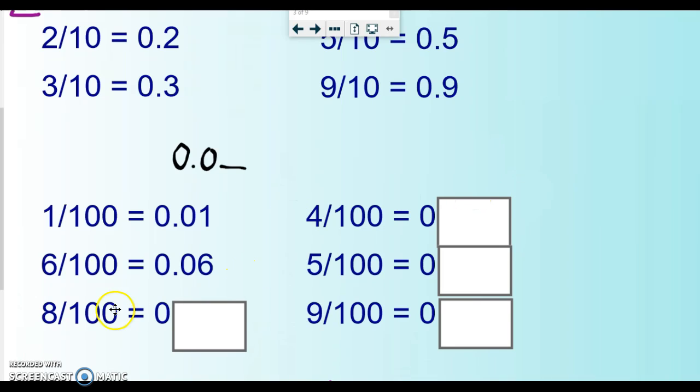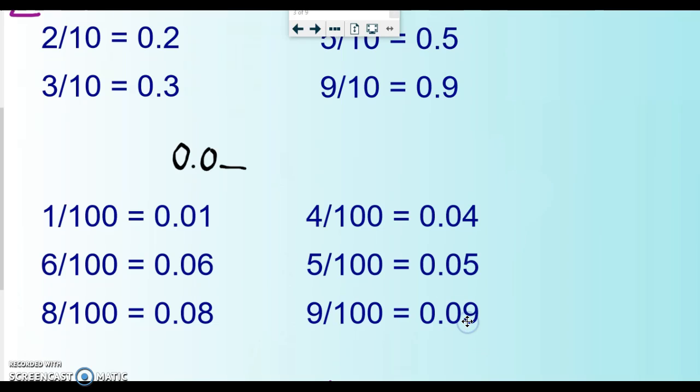All right, friends, here we go. So I've got 8/100ths. Check your answers with me, please. You should have 0.08, 0.04, so that's 4/100ths, 0.05, 5/100ths, and 0.09, 9/100ths. All right, now we've got our brains going.